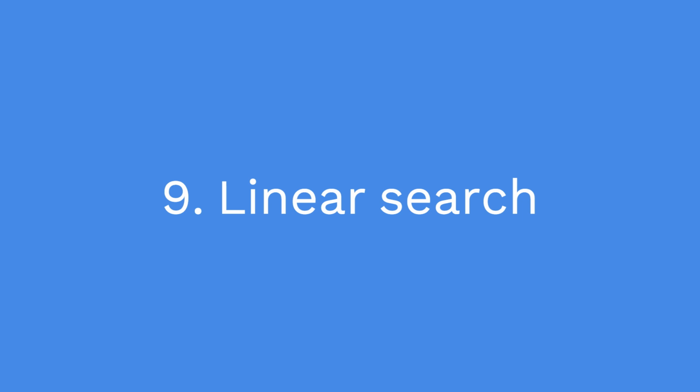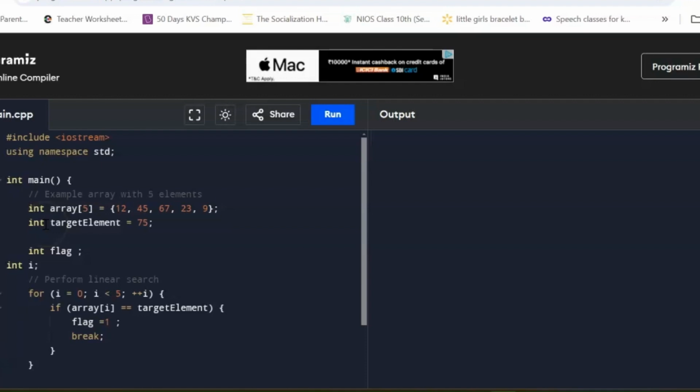Linear and binary search. We are given an array element. This program is done in programmiz.com of C++. Take the C++ option and then write your program in the platform. Now here you can see array 5 is there. That means your array with 5 elements is available: 1, 2, 3, 4, 5.